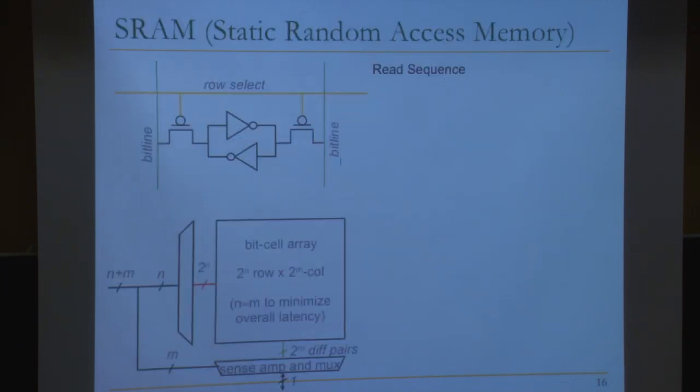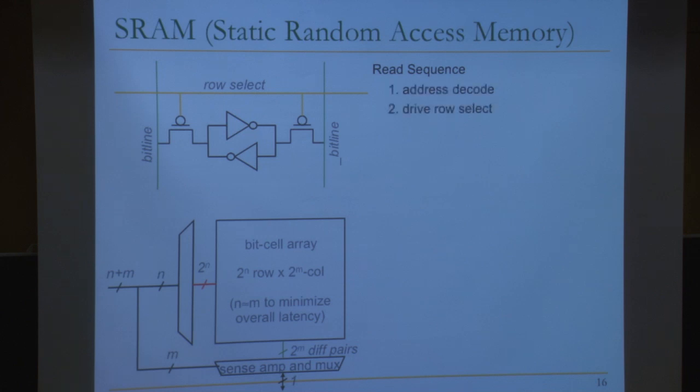Okay, so let's take a look at SRAM. SRAM I'll go through relatively quickly because I've already given you the basic principles. But usually what you try to do, to minimize the overall latency, is make this a square. You try to equalize N and M. N is the number of bits that is used for the row address. M is the number of bits that's used for the column address.